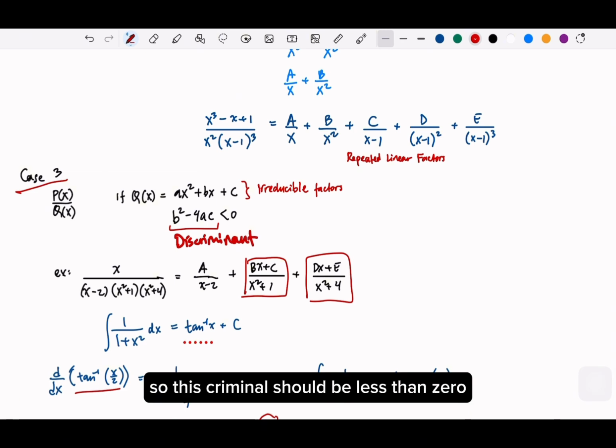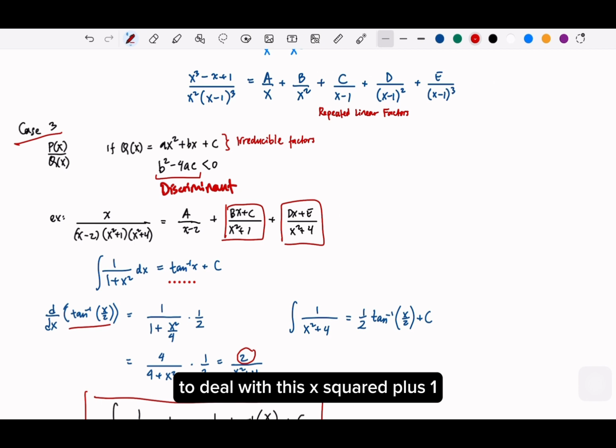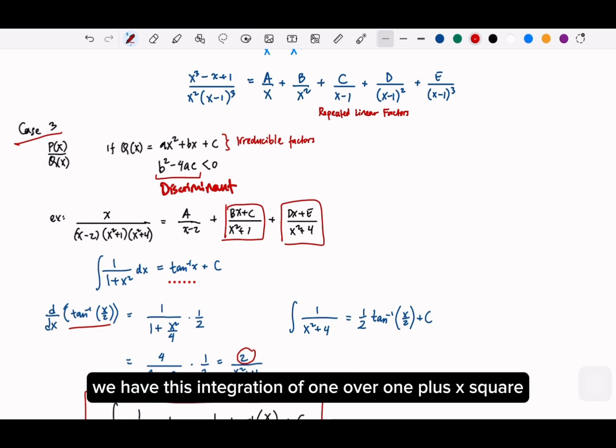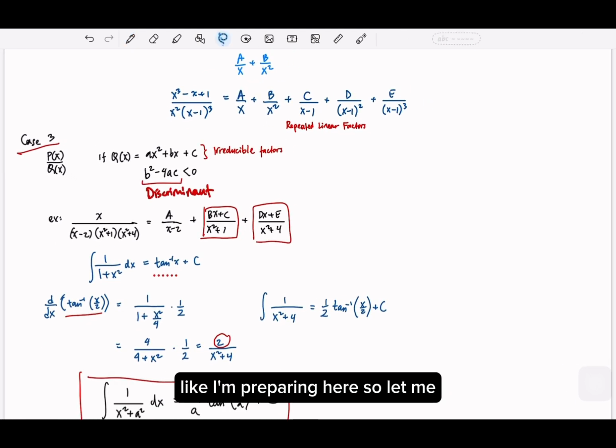So the discriminant should be less than 0. And how do we deal with this x squared plus 1 when we have the integration? We need to remember that whenever we have x squared plus 1, for example, we have this integration of 1 over 1 plus x squared, like I'm preparing here.